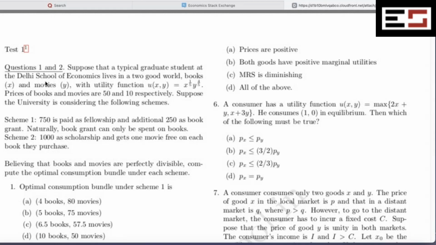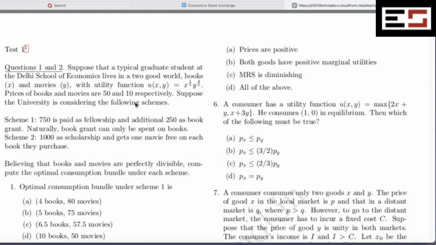Suppose that a typical graduate student at the Delhi School of Economics lives in a two-good world, books and movies. The quantity of books is denoted as X, the quantity of movies is denoted as Y, and the utility function is X to the power 1/5, Y to the power 4/5.